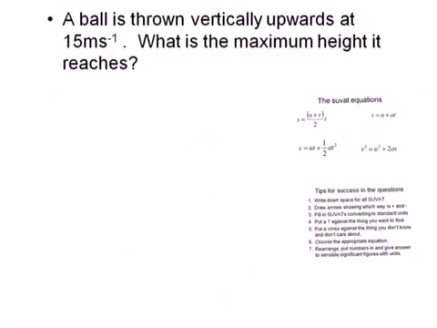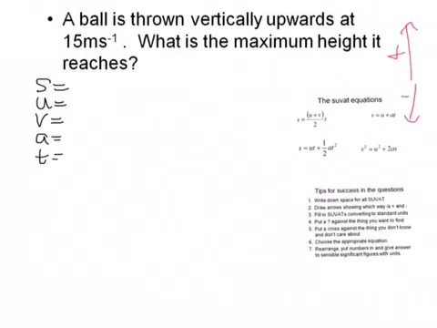So let's look at the final example which I'm going to do, which is a ball is thrown vertically upwards at 15 meters per second. What is the maximum height that it reaches? So let's first of all write out the Suvat. Let's next decide that I'm going to call upwards positive and downwards negative.